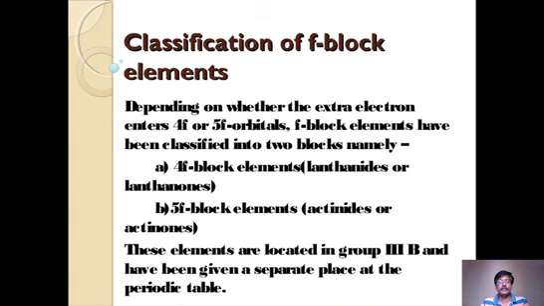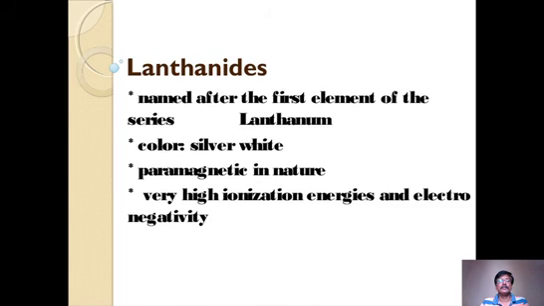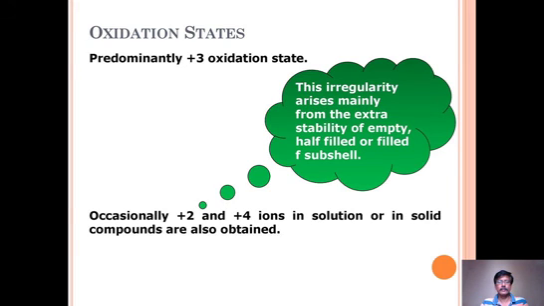Already we know that block elements can be classified as lanthanides and actinides based on the group. Lanthanides, the name has come just based on lanthanum, and they are almost paramagnetic in nature, with very high ionization energies and electronegativity values. If you look at the oxidation states, predominantly it is a +3 oxidation state.